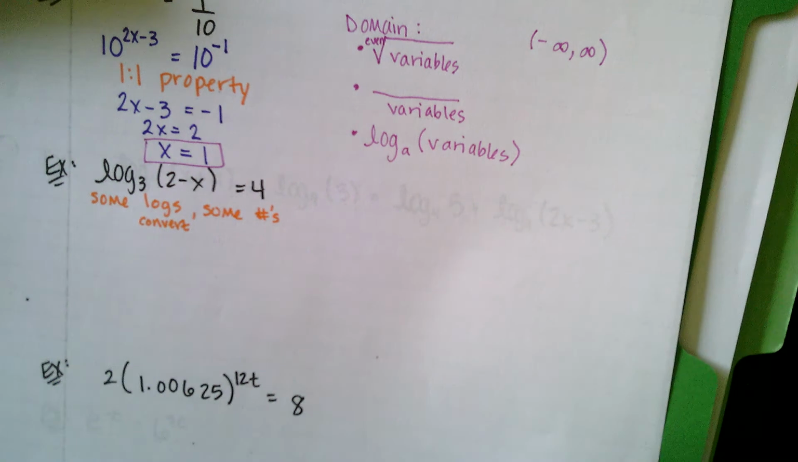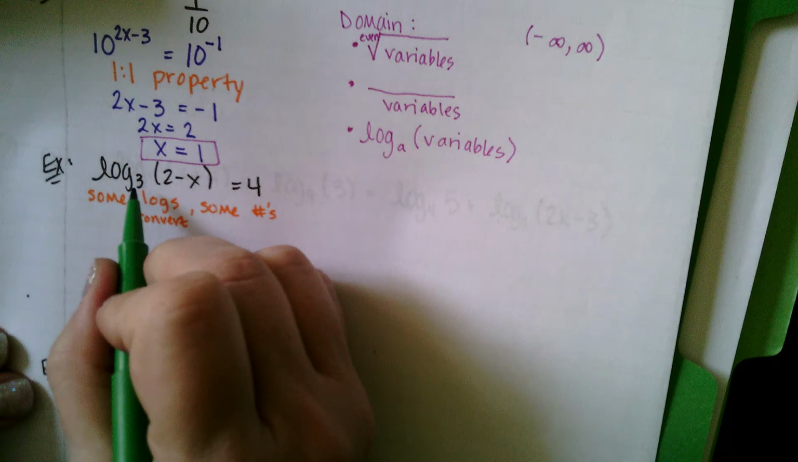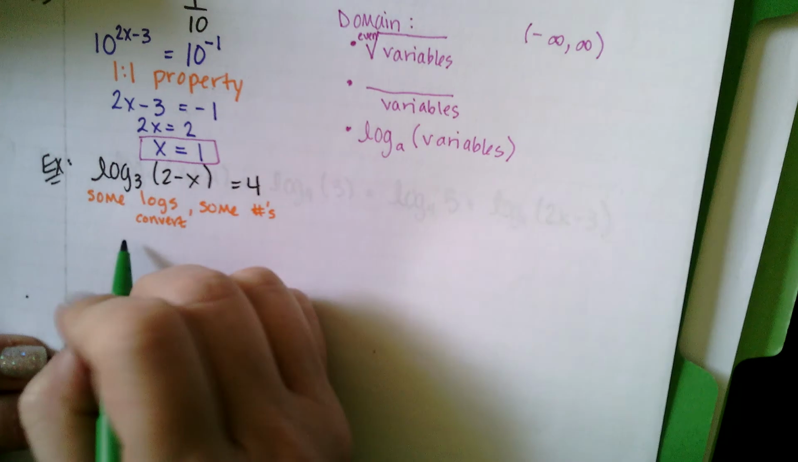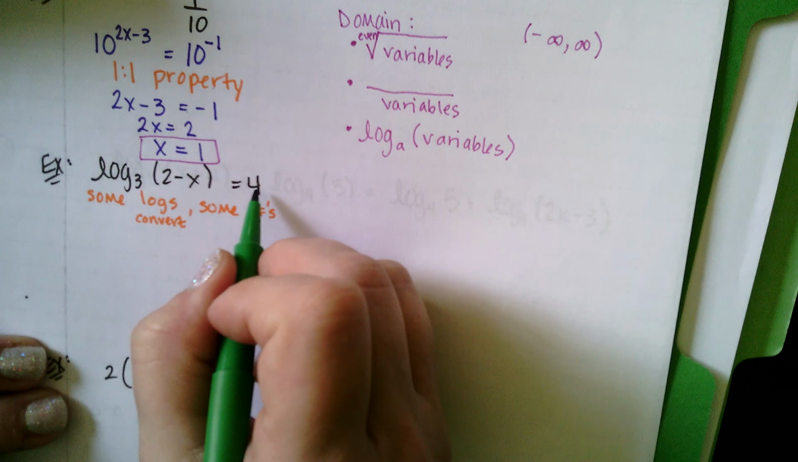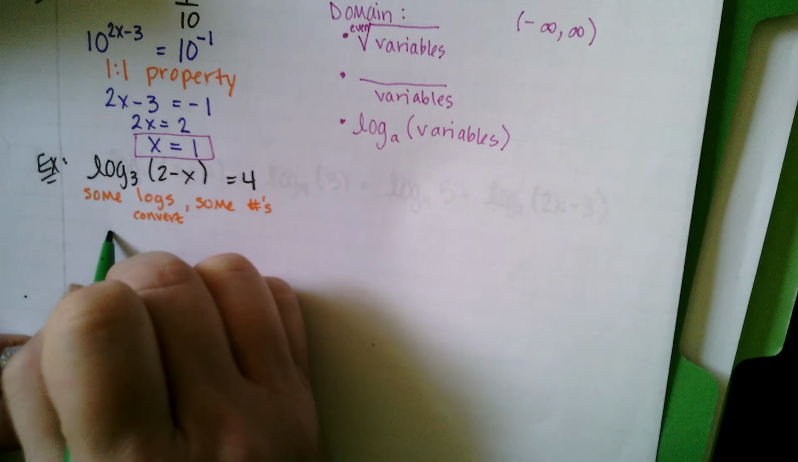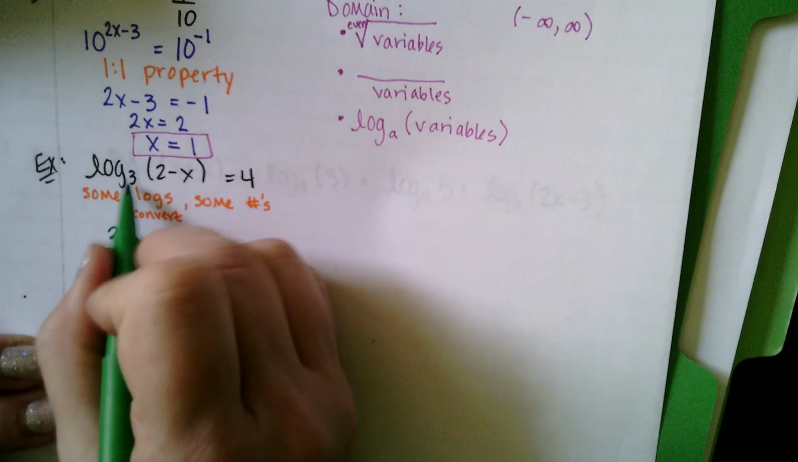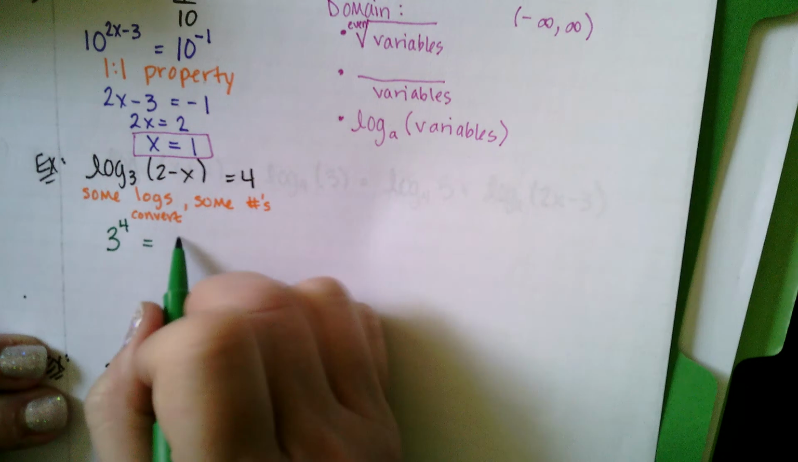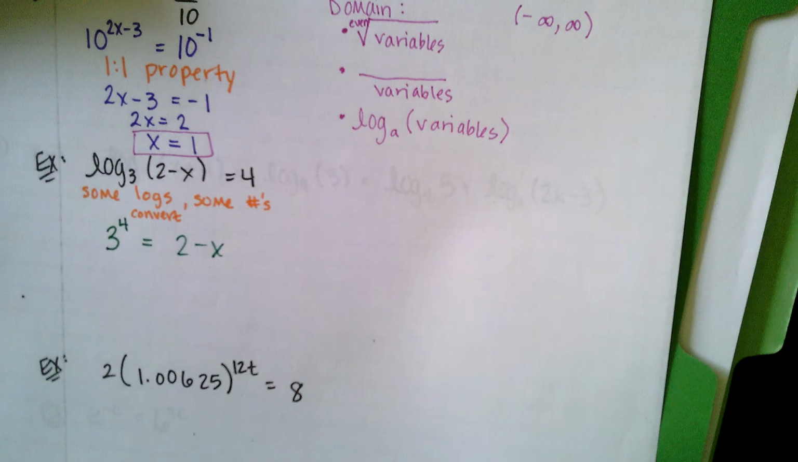So when we convert this from its logarithmic form to its exponential form, the 3 is going to get out of the log relationship and get into an exponential relationship with the 4. So the 3 becomes the base because it already was the base, goes to the power of 4, and then equals the original argument of 2 minus x.